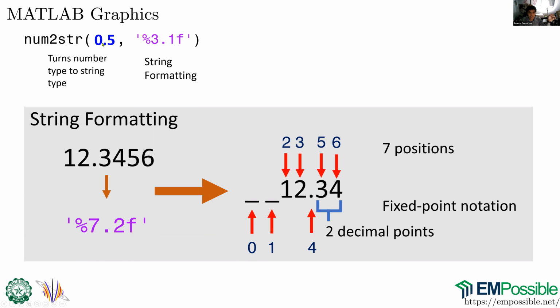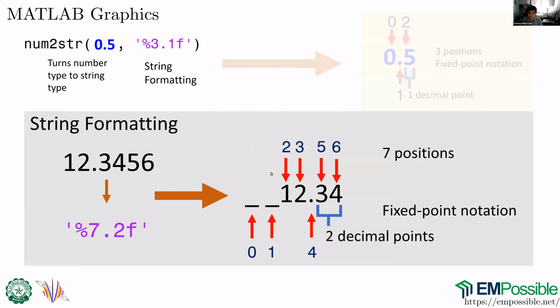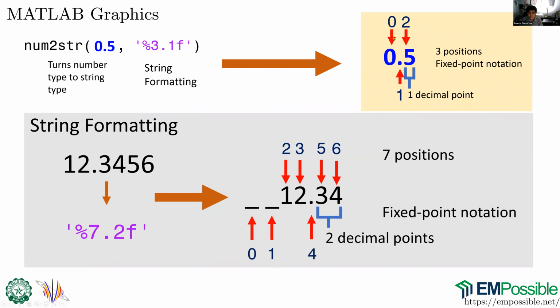So if we're going to apply it to our 0.5, this would be the case. 0, 1, 2, we have 3 positions. We only have 1 decimal place, and still a fixed point notation. So it means that your 0.5 float type number will now become a 0.5 string.